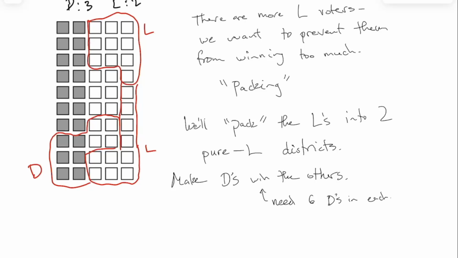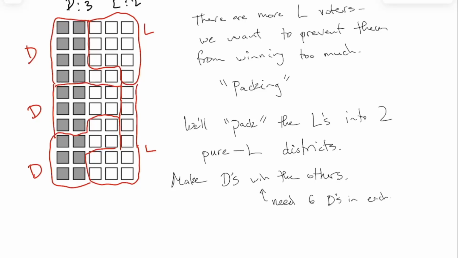All right, and then do this 2 more times. Let's take the next 6 D's here and put them together with 4 L's like there. That's another D victory. And then what is left over is all these. That's 8 D's and 2 L's. That's another D. All right. And so the D's have won 3 and the L's only 2. This is made possible because we packed the L's into 2 pure L districts like this. It makes it so that the margins can go in D's favor in the other ones rather than these ones right here. All right. This is called packing.